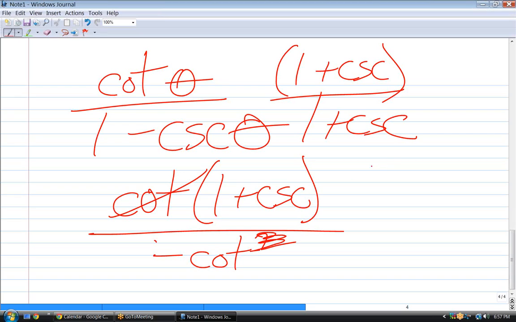What was the answer? Secant squared plus cosine squared? Yeah, it was another one of the ones I couldn't get. I don't know how to do it. It's just weird.